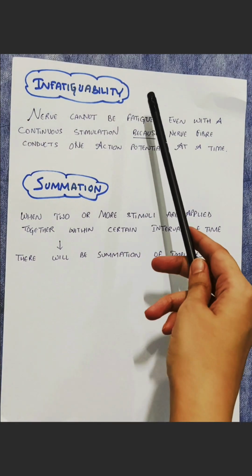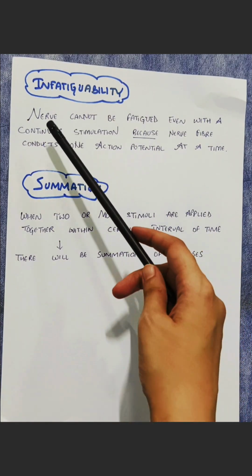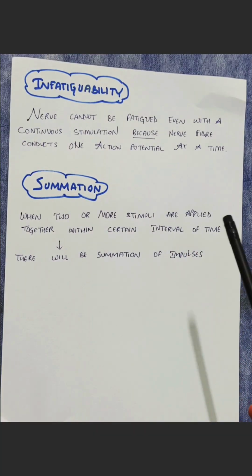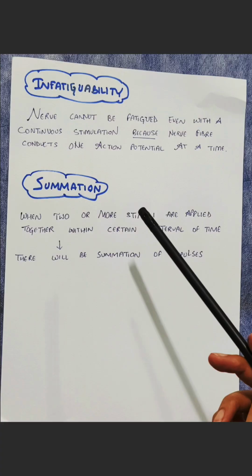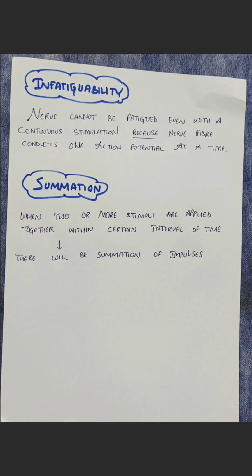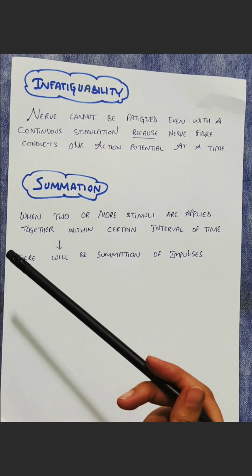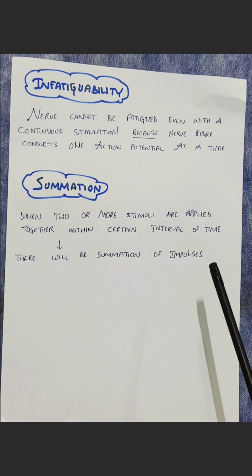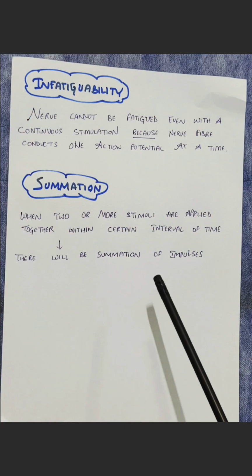Next is infatigability. Very simple. The nerve cannot be fatigued even with continuous stimulation. Why? Because nerve fibers conduct one action potential at one time. Summation is when two or more stimuli are applied together within a certain interval of time. There will be a summation of impulses.